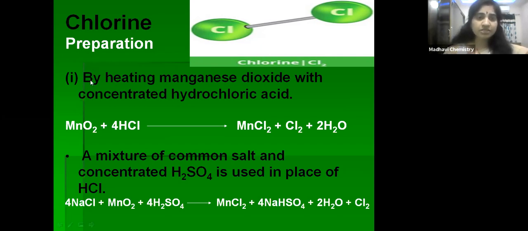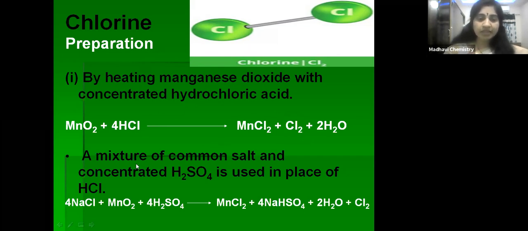See here, first preparation by heating manganese dioxide. What is the formula of manganese dioxide? MnO2. By heating manganese dioxide with concentrated hydrochloric acid, HCl, MnO2 plus 4HCl gives rise to MnCl2, manganese dichloride, plus chlorine plus H2O. So when manganese dioxide is heated with concentrated hydrochloric acid, we get chlorine. This is the first method of preparation of chlorine.